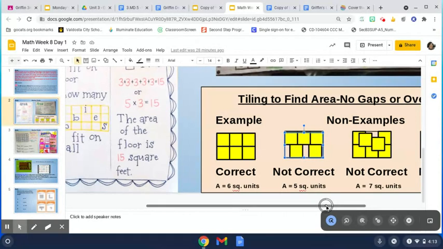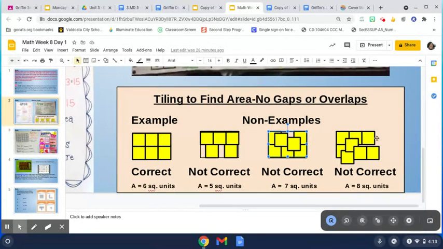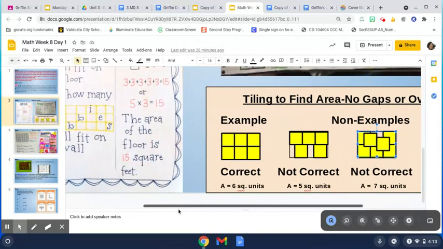Okay, this example is not correct because you have overlaps here. 2 shapes are overlapping here, and then you also have a gap right there. The next region or example is not correct because you have overlaps. Tiles on top of each other here that cover the same area. So you don't want to do that. You want to make sure it's correct.